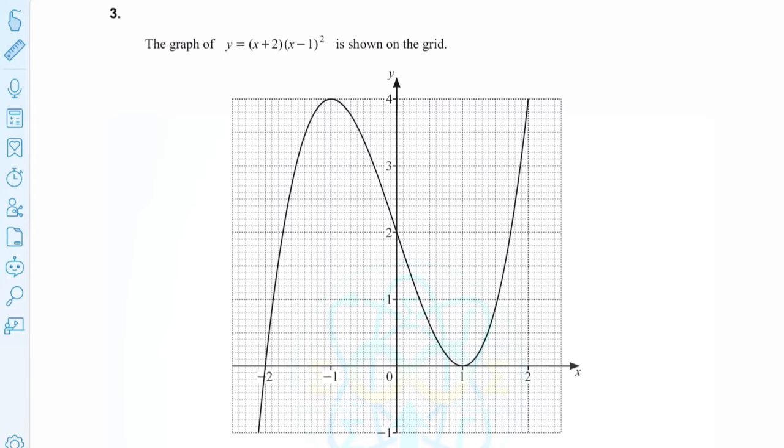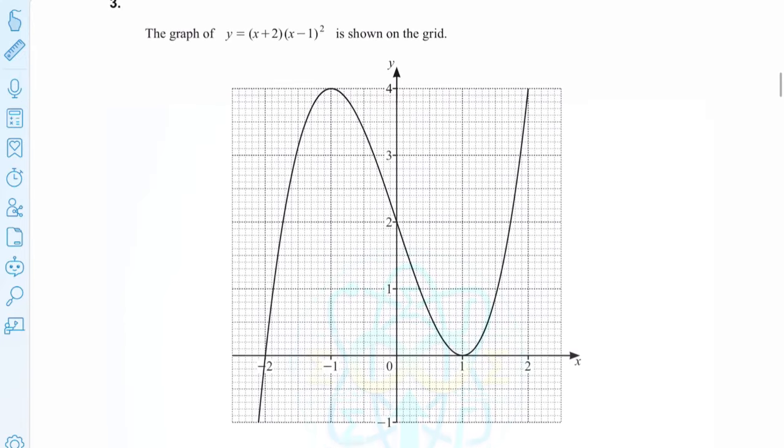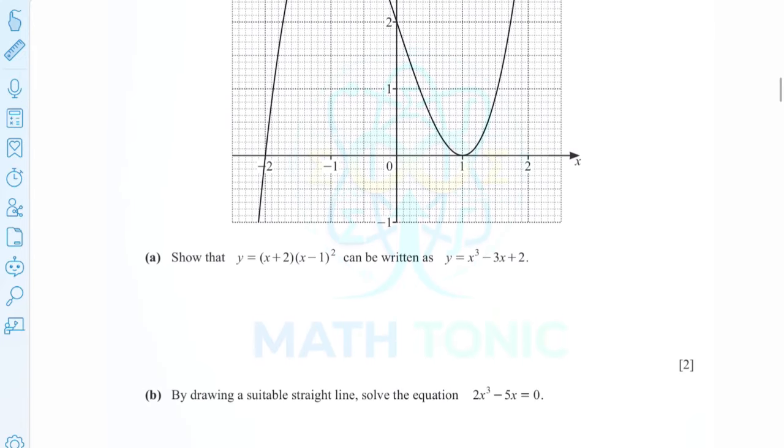You can see here question number 3 is given that... First question is easy. Say that we have to expand these brackets and you have to show that y equals x cube minus 3x plus 2. So let me do this here.